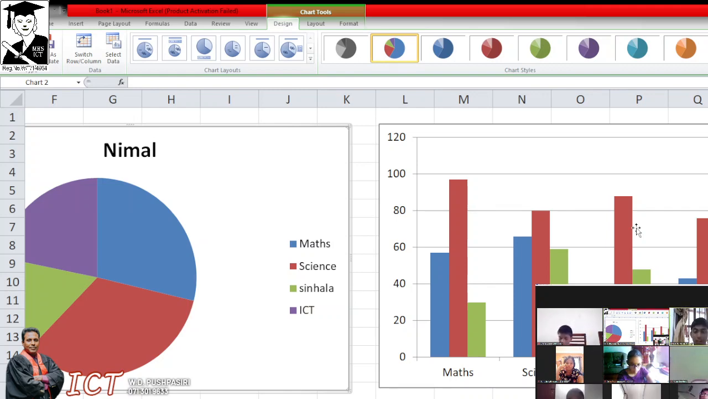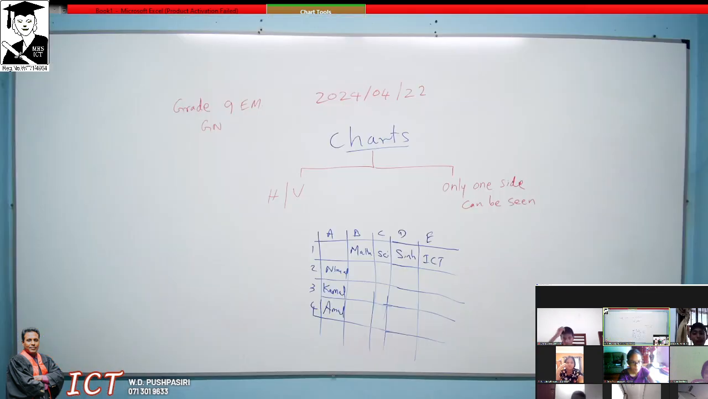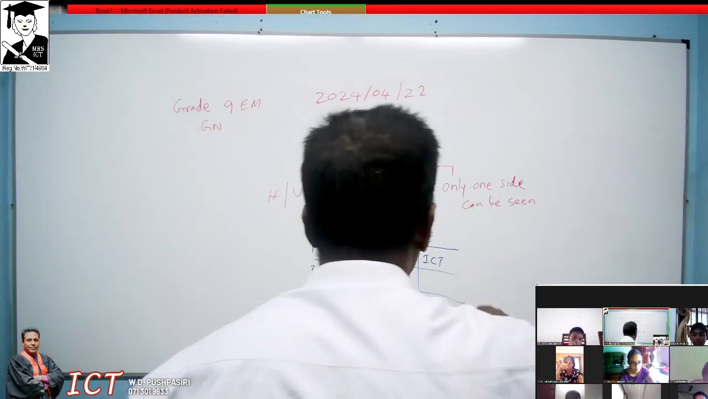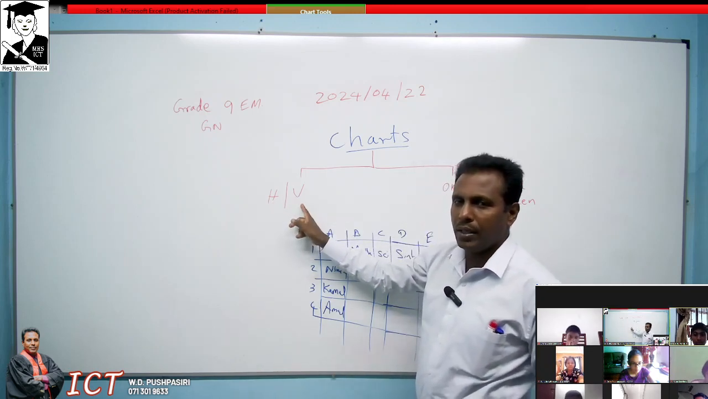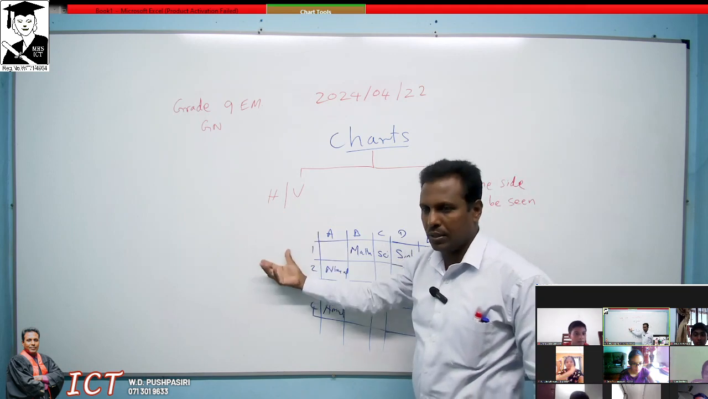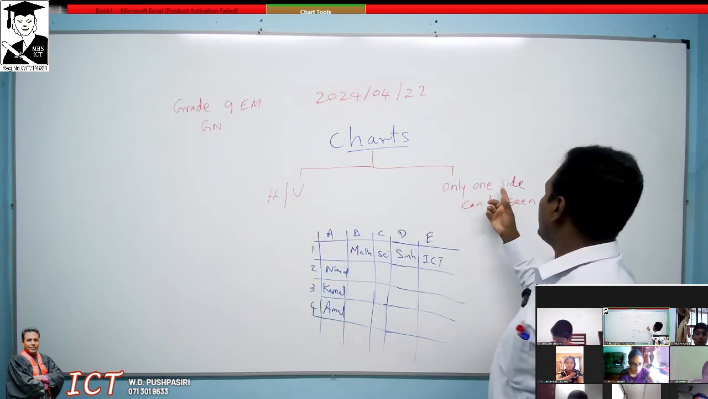Sir, that means difference between pie charts and column charts? Actually not the pie chart and the column chart, but there are two types of charts, no? So one is, as I showed you in the whiteboard, horizontal and vertical, both ways can be seen. So one type of chart, only one side can be seen.